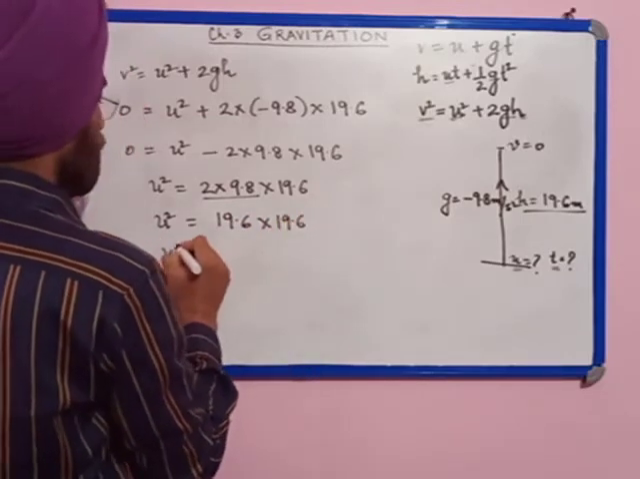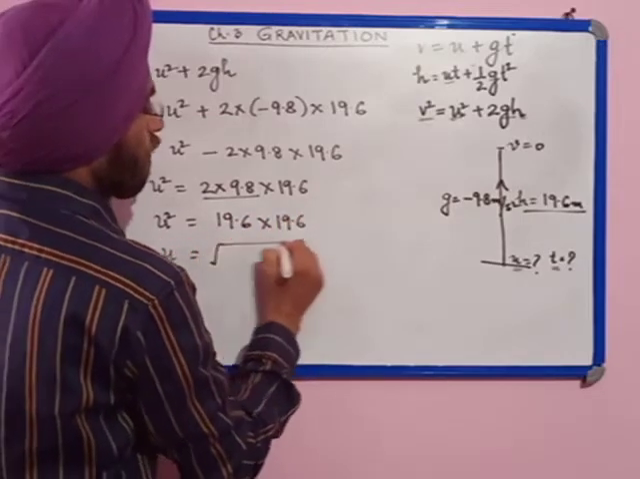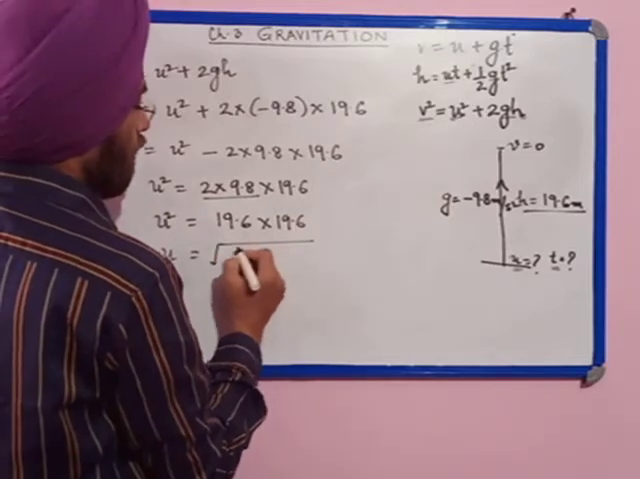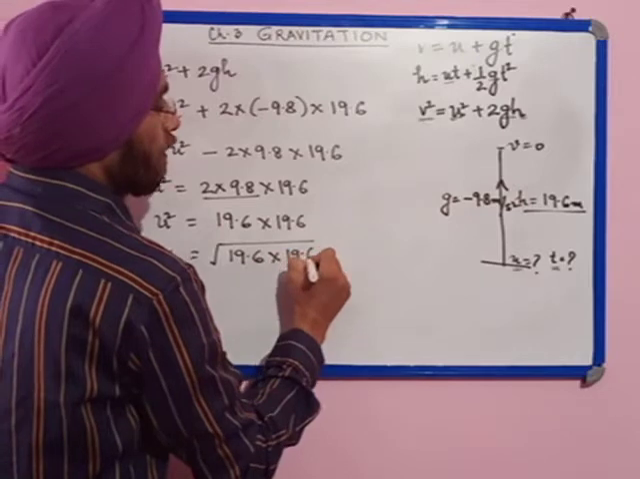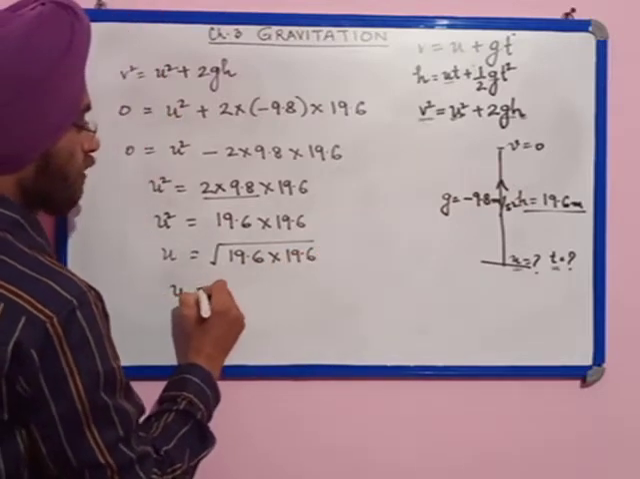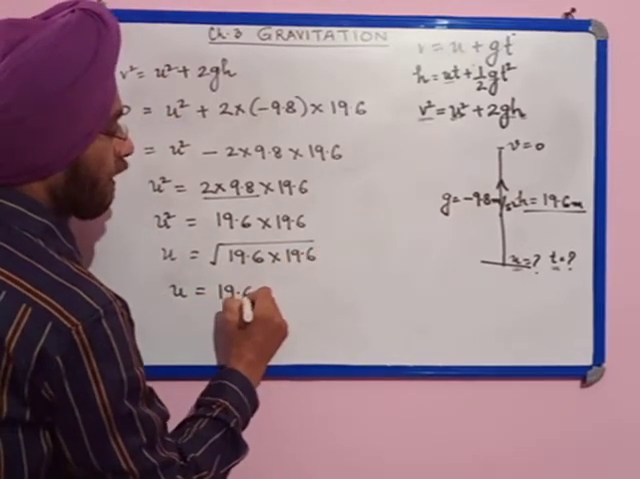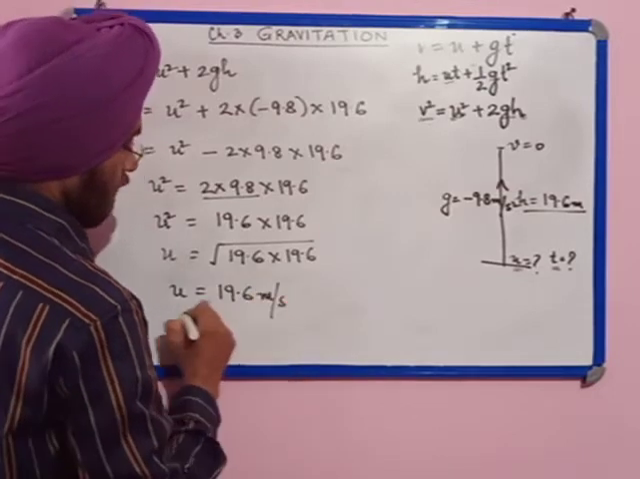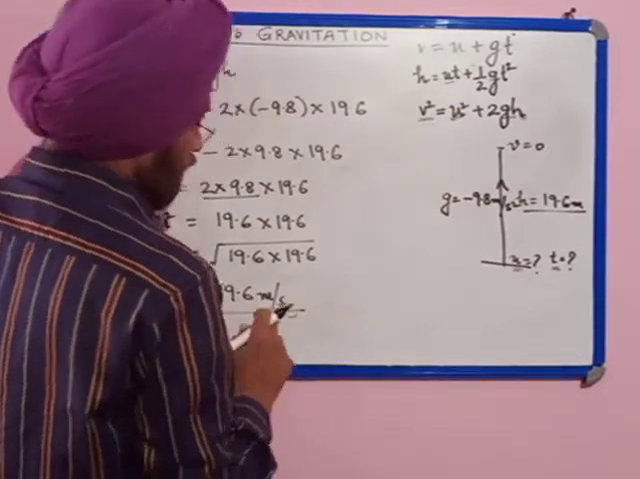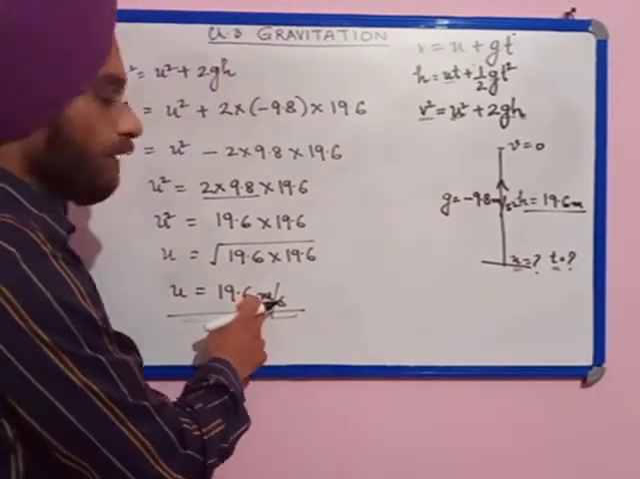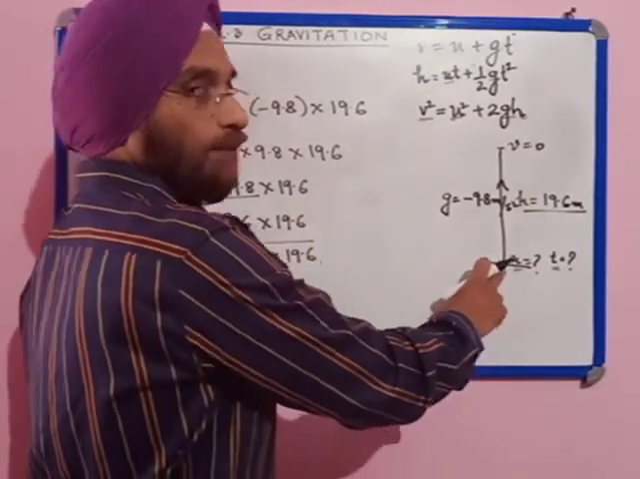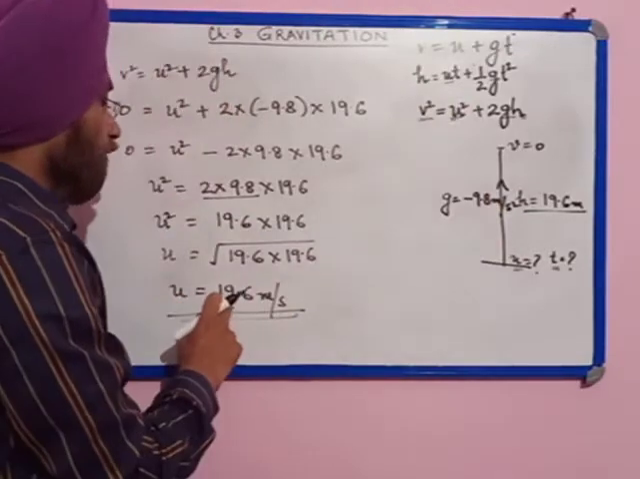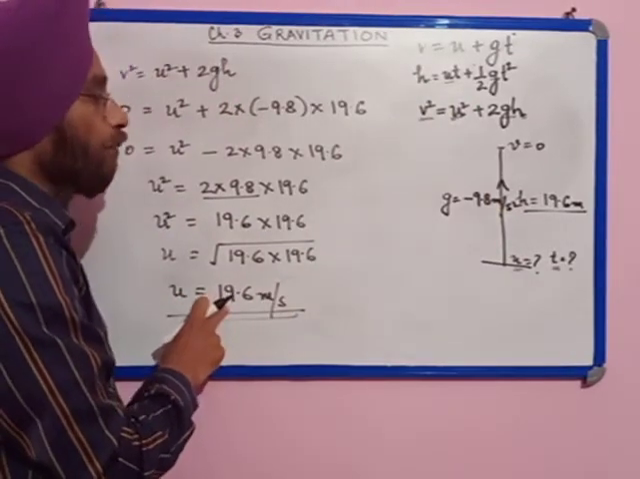Now u is equal to under root, the square will go to the right side, under root of 19.6 into 19.6. So u comes out to be 19.6 meter per second. We have to write the correct unit, that is meter per second. So the initial velocity with which the ball was thrown vertically up was 19.6 meter per second.